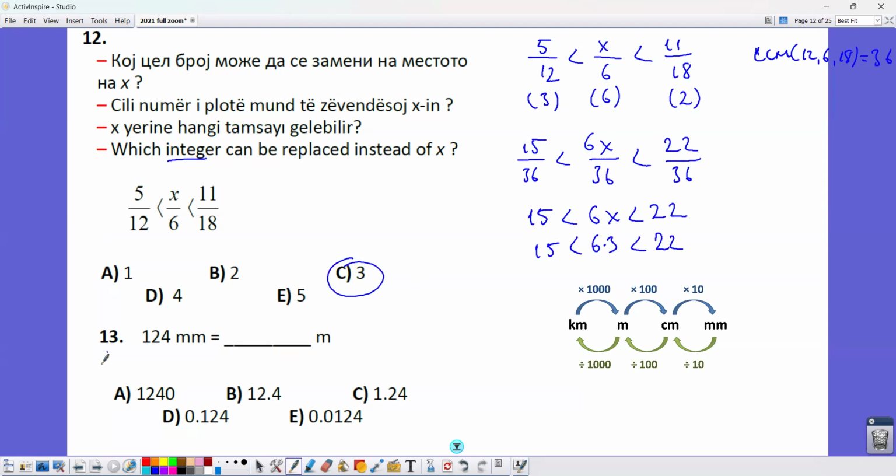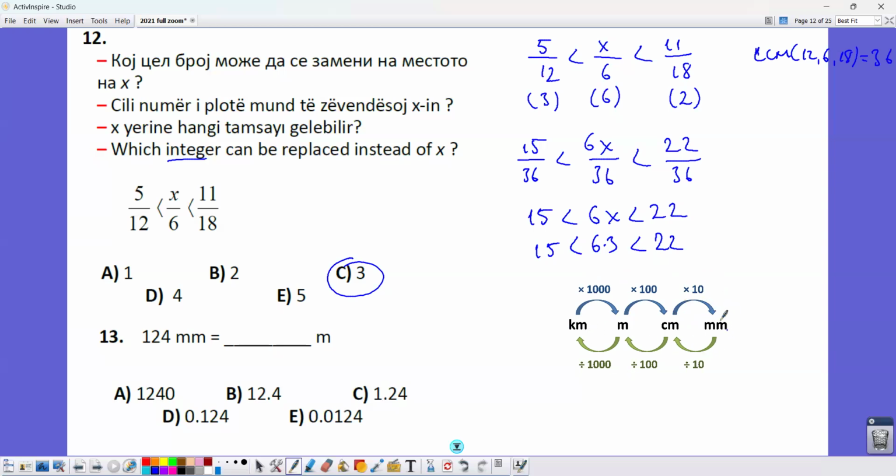In the 13th one, we have a converting question. You are converting from millimeters to meters. You need to remember this one. You can take a note somewhere, or you know already. If we are converting from kilometer to meter, we multiply by 1,000. From meter to centimeter, we multiply by 100. From centimeter to millimeter, we multiply by 10.